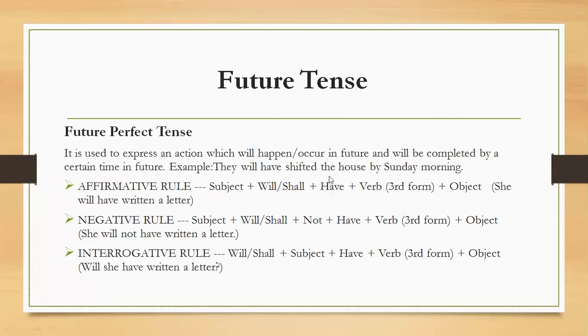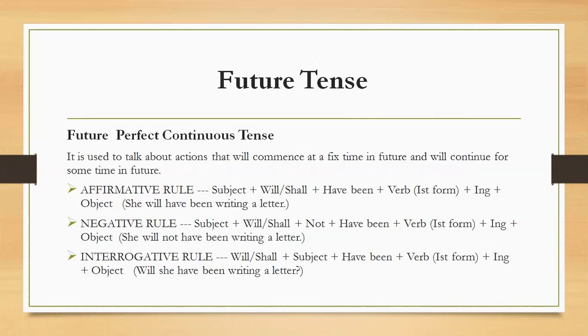So this is kind of an action which is considered as if it will take place sometime in the future. So here we have more examples. She will have written a letter. She will not have written a letter. Will she have written a letter? So these are the examples of future perfect tense.